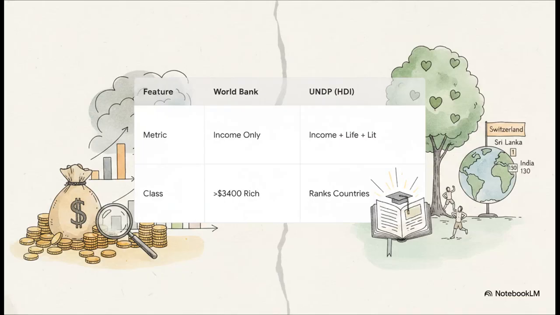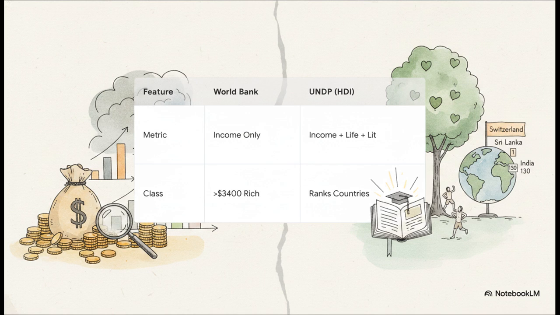Now check out the stark contrast between these two global reports. On the left, we've got the World Bank, and they take a purely money-focused approach. They look at per capita income, and that's it. If your country averages over $3,400 per person, boom, you're considered high income or rich.